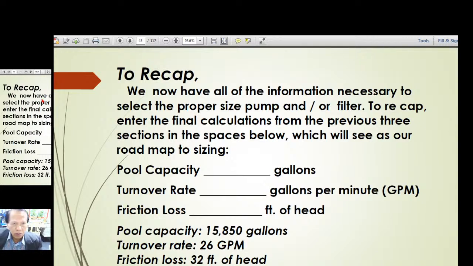So to recap, we now have all the information necessary to select the proper size of pump and filter. Enter the final calculations from the previous three sections in the spaces below, which will serve as our roadmap to sizing. Full capacity, we got it already, 15,800 something gallons. Then turnover rate, we got it already, and friction loss is 32 feet. So 15,850, turnover rate computed is 26 GPM, and the total friction loss is 32 feet of head.